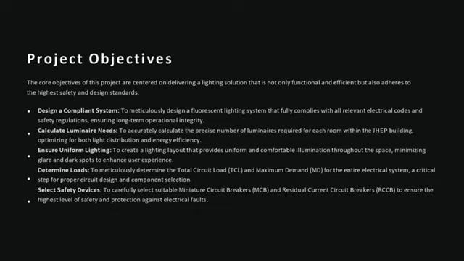To create a lighting layout that provides uniform and comfortable illumination throughout the space, minimizing glare and dark spots to enhance user experience. Fourth, determine loads. To meticulously determine the total circuit load (TCL) and maximum demand (MD) for the entire electrical system, a critical step for proper circuit design and component selection. Fifth, select safety devices. To carefully select suitable miniature circuit breakers (MCB) and residual current circuit breakers (RCCB) to ensure the highest level of safety and protection against electrical faults.